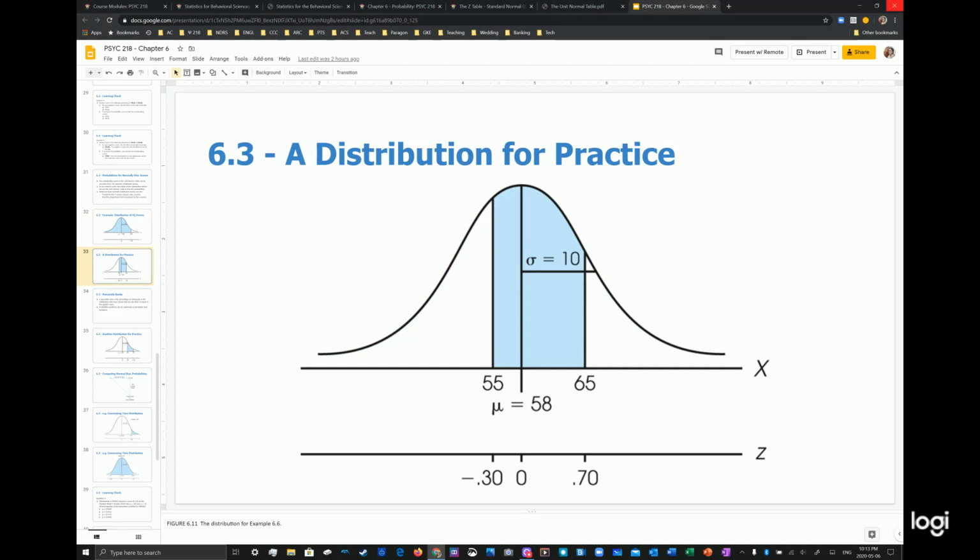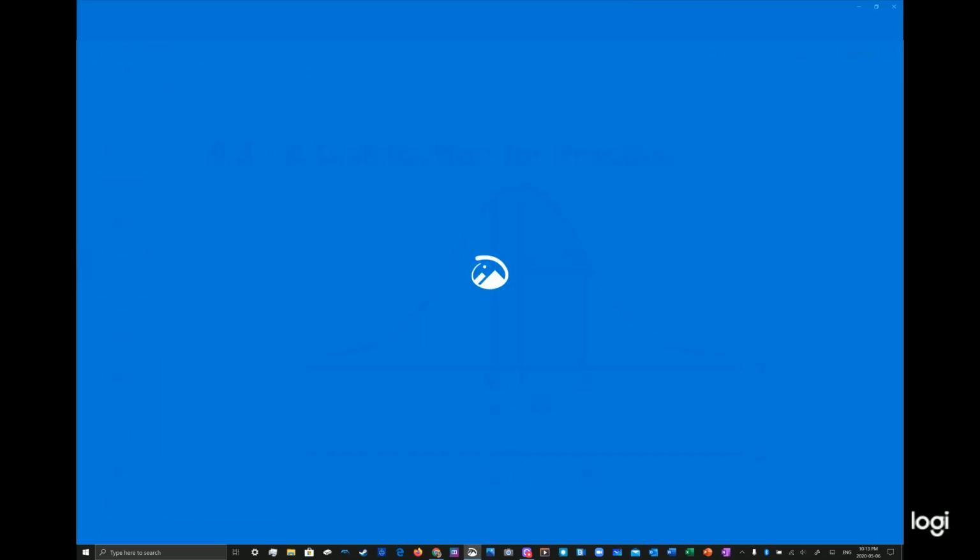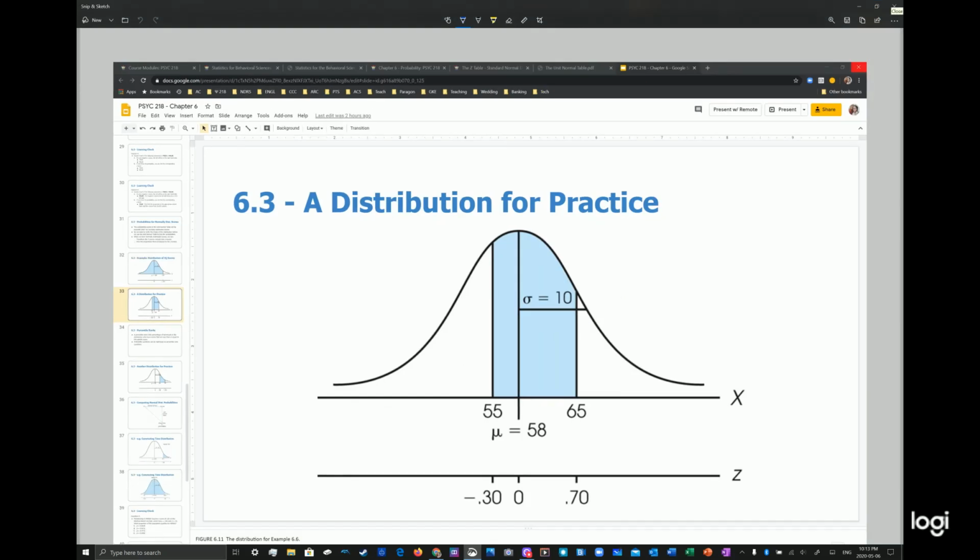Here is another distribution for practice. This one is slightly harder because we need to do more steps. So the question asks here, what is the probability of, you can write this in two ways, an x value being 55 or above, or 65 and below. So an x value of between 55 and 65, including those values.